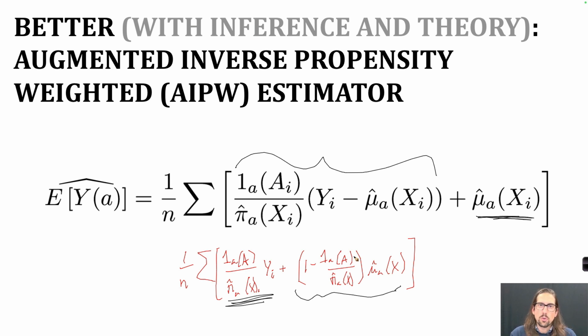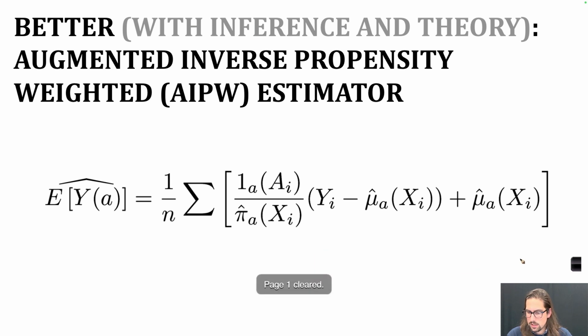Why it takes this form is definitely beyond the scope of this class, but this is a very good estimator for a lot of reasons. In practice, you can implement this yourself because you know how to estimate these regression models. You can do this with tidymodels. Just make sure to do cross-fitting. Same thing with the propensity score: estimate that with cross-fitting. Then generate all these predictions and plug them into this formula, and there you get your ATE.